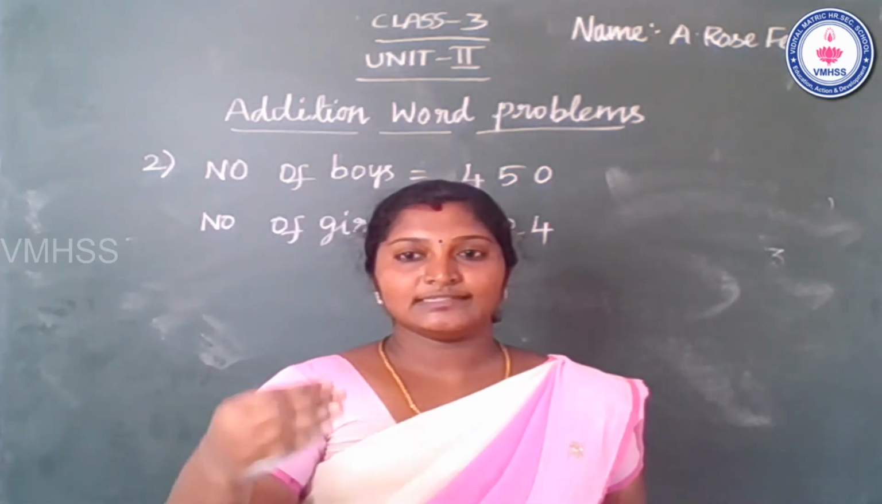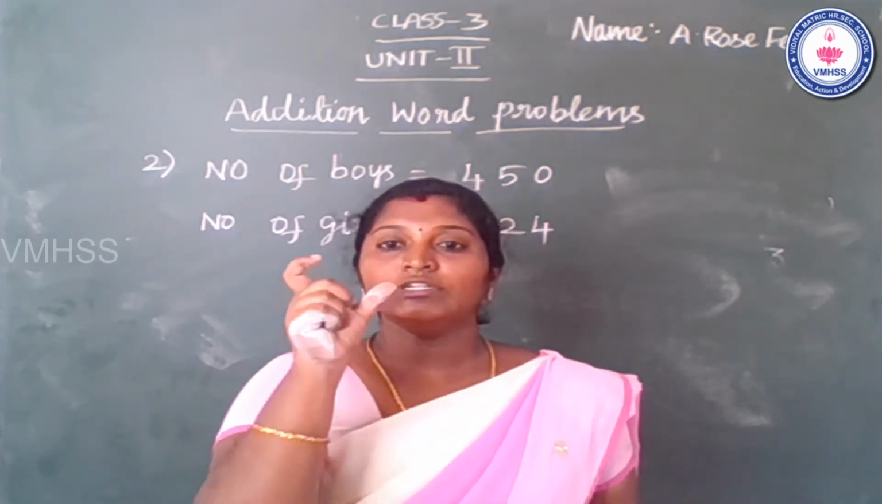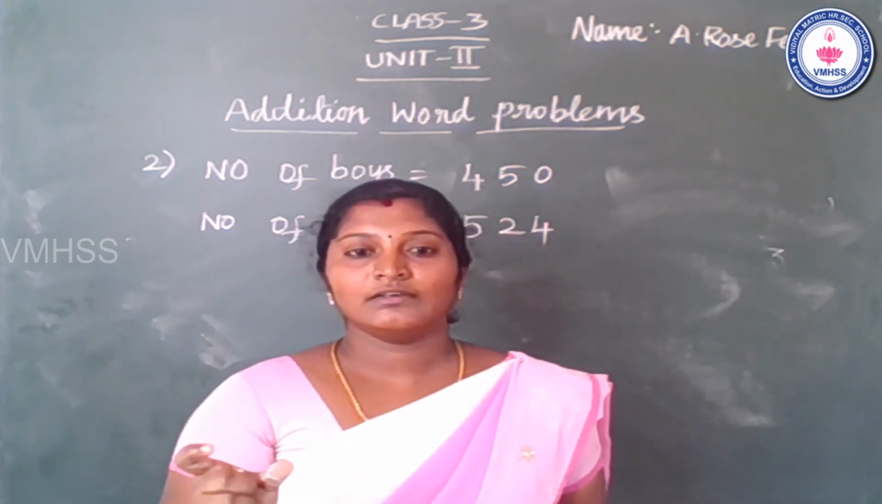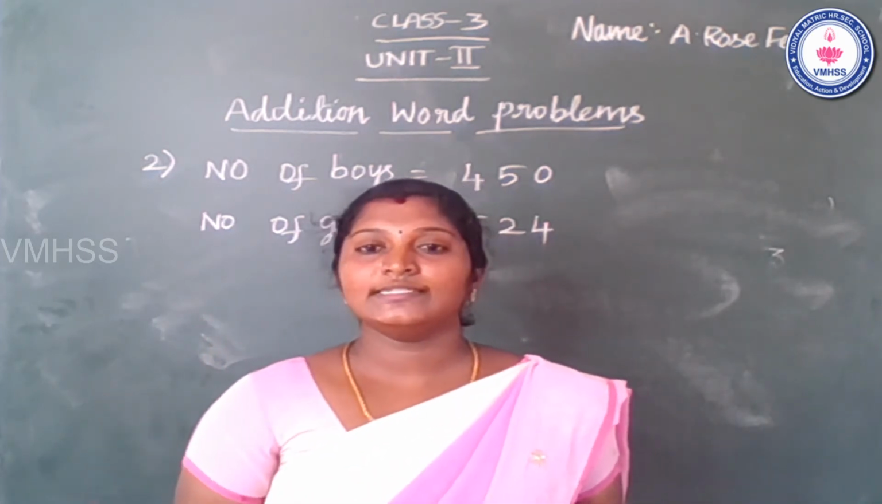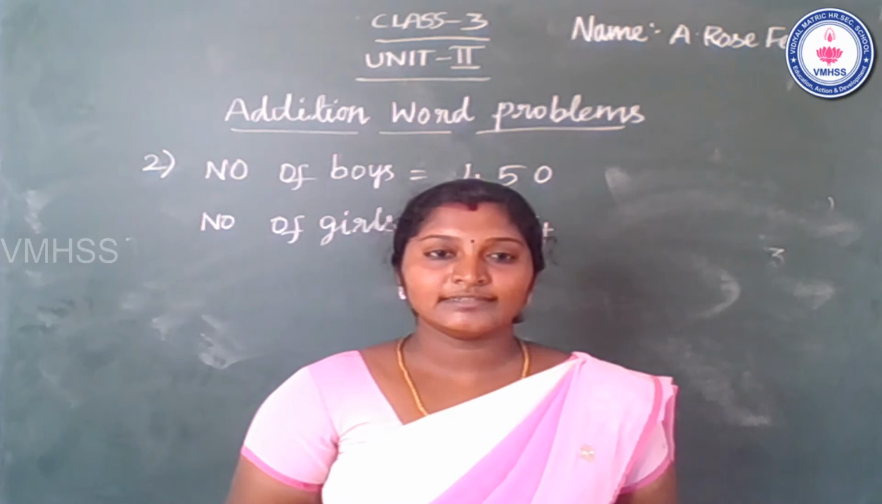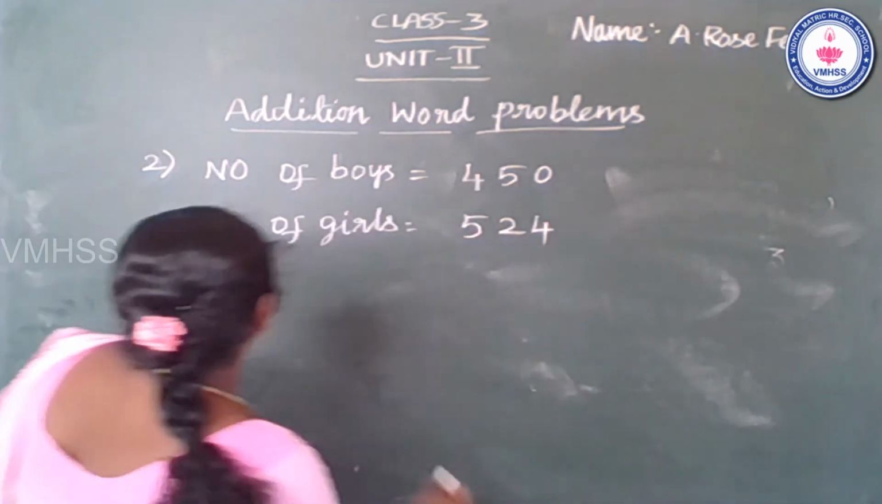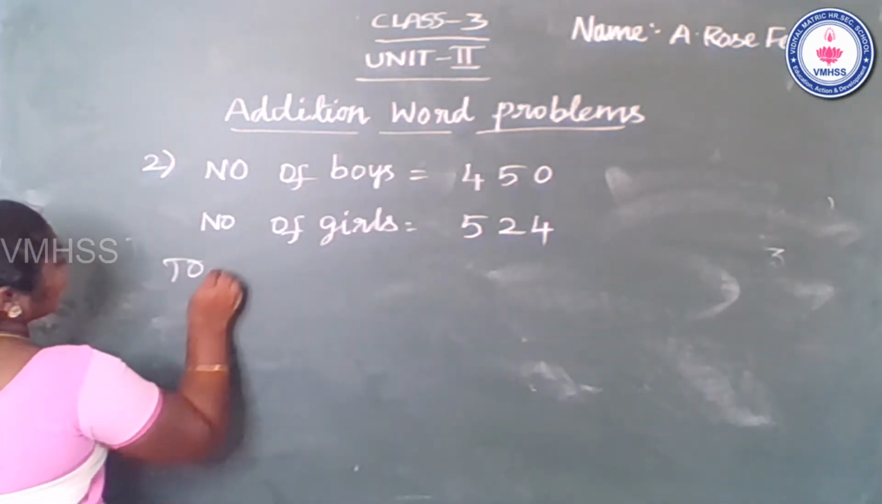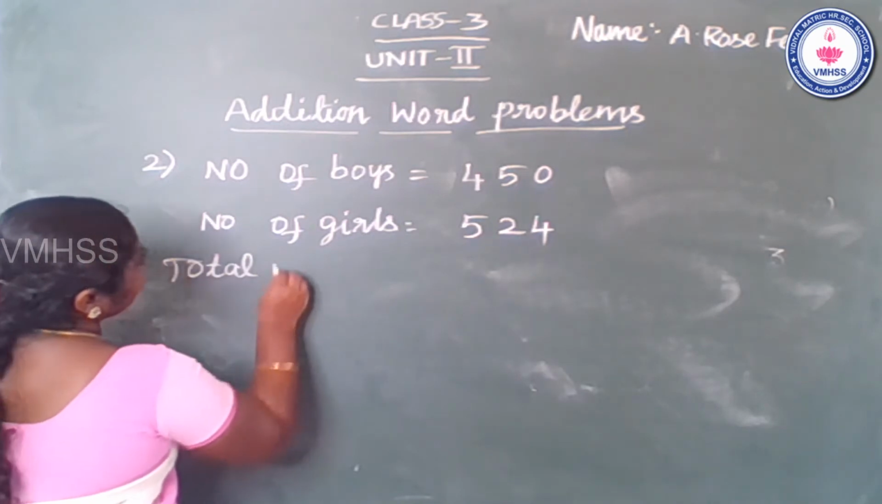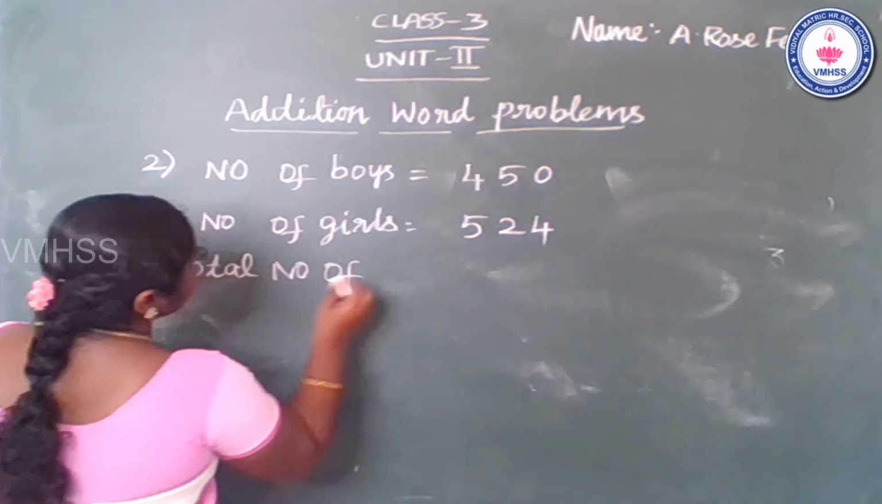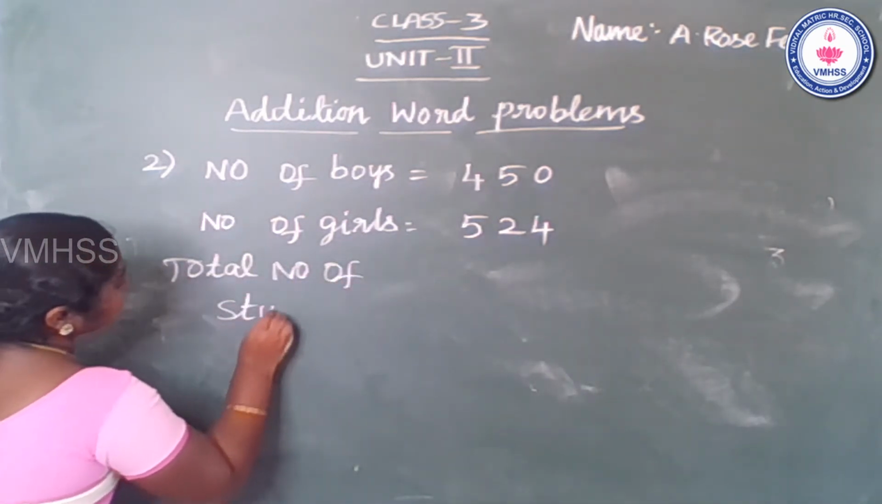So, what is the question? Students, see the third line. So, total number of students. What is the total number of students? How to calculate? Very good. Adding. So, total number of students.